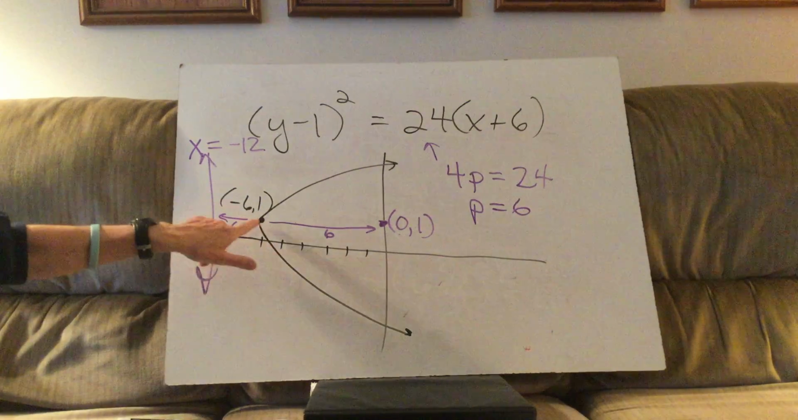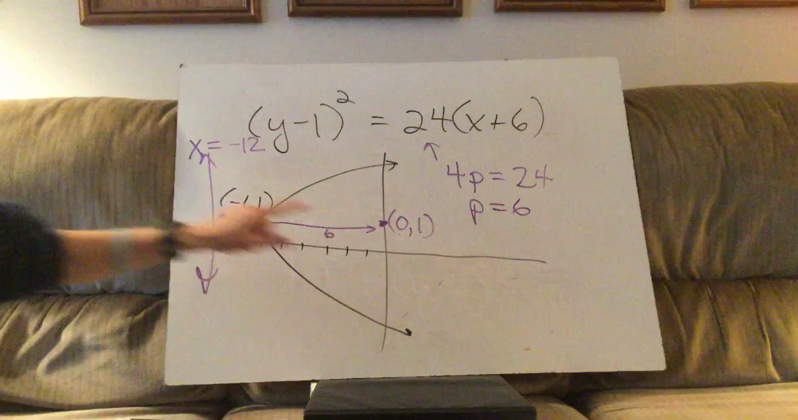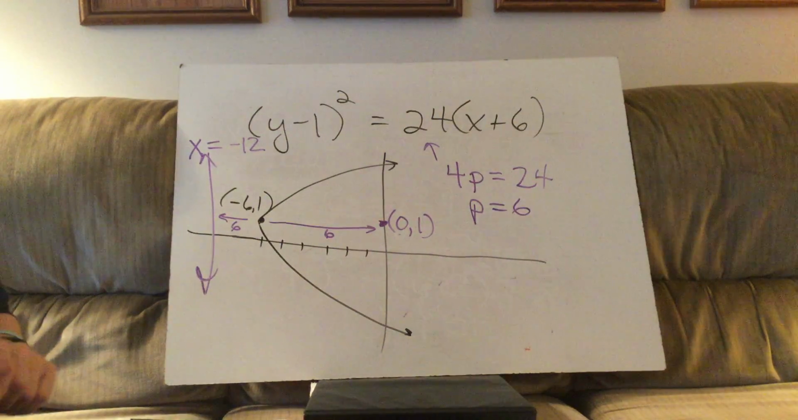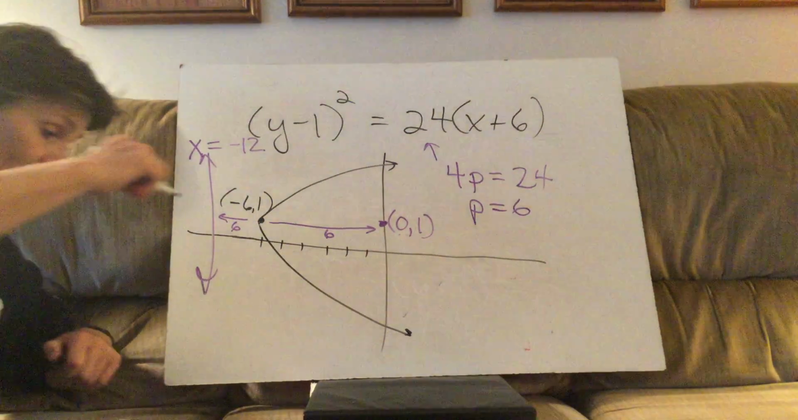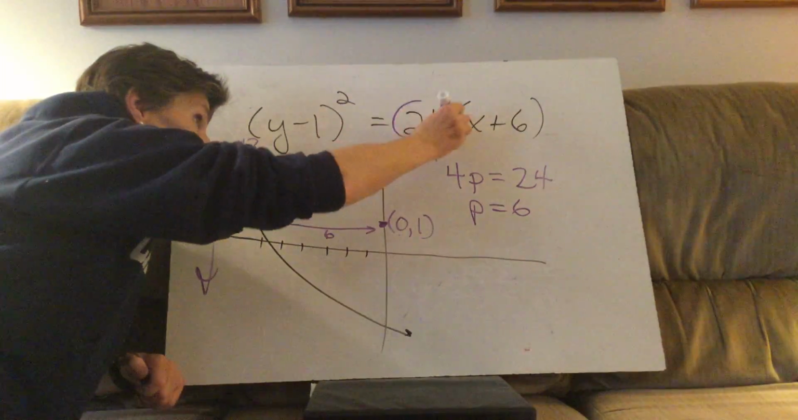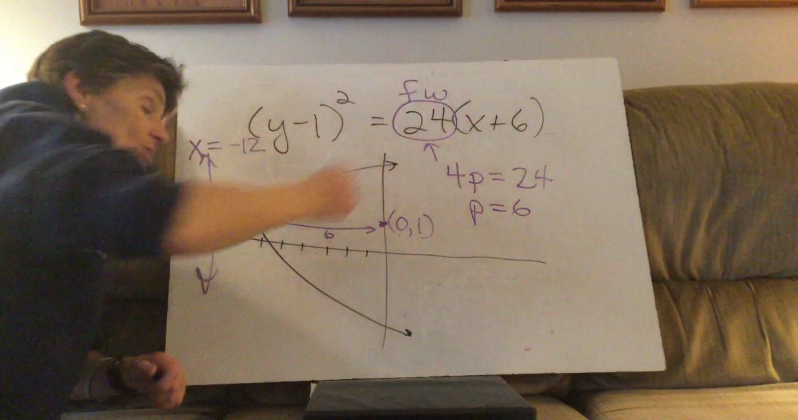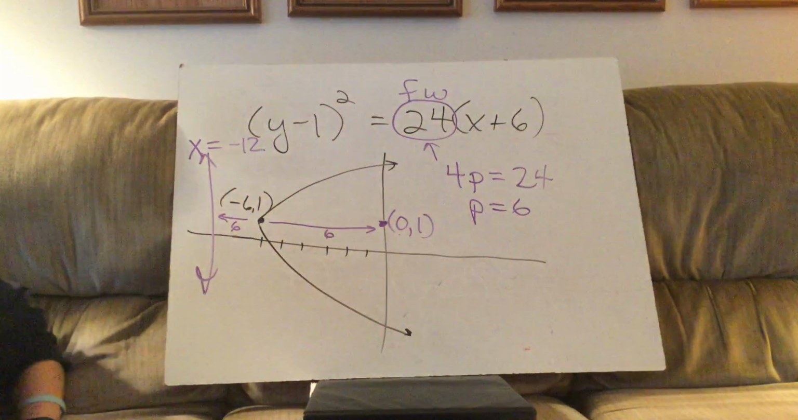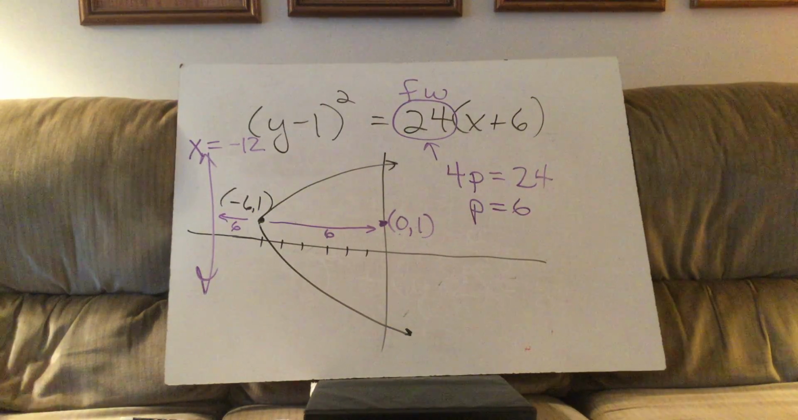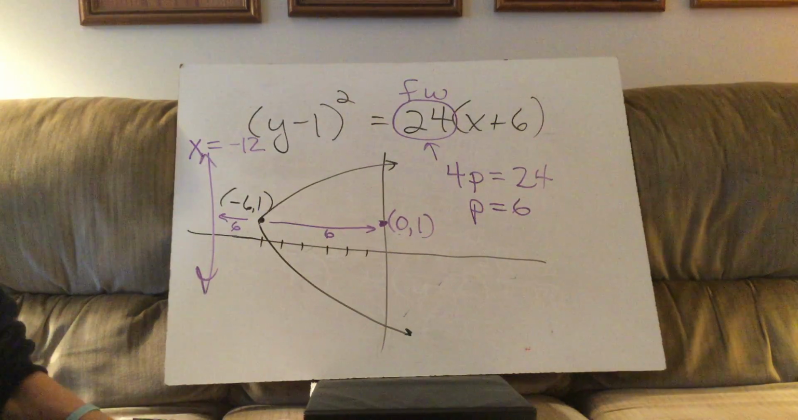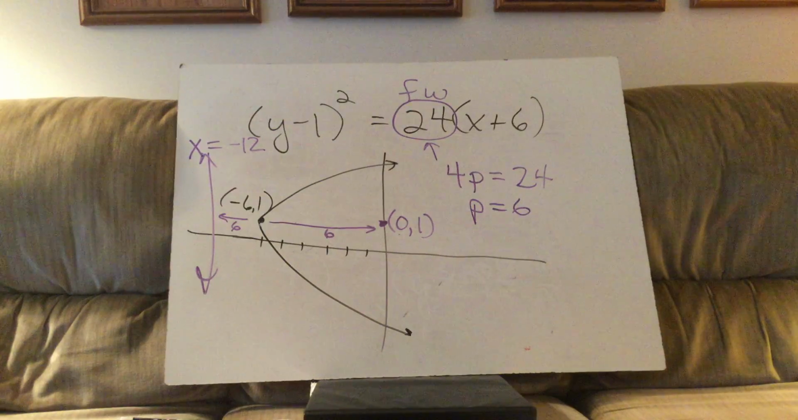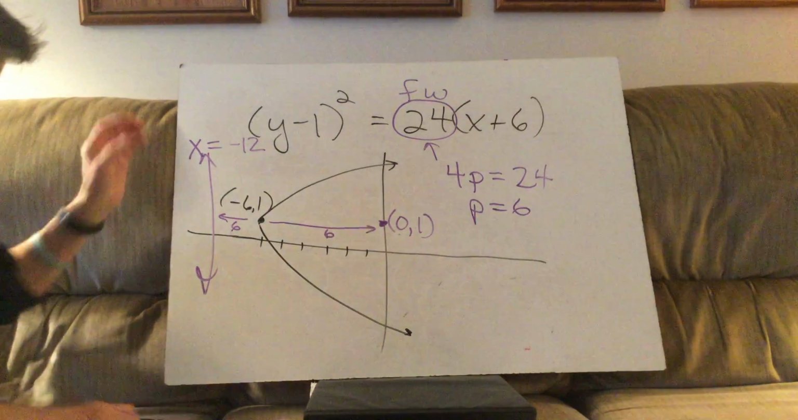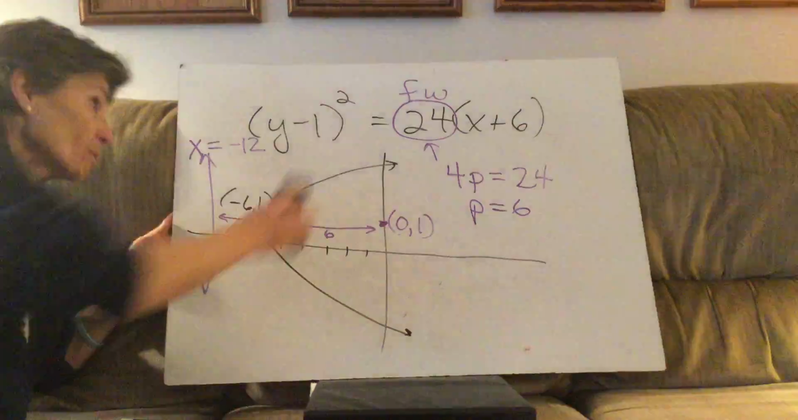So I have my vertex, I have my focus, I have my directrix. My focal width is this number right here. So you do not need to do any work to find that focal width. It's always right there in the equation. The focal width is the number right there. Okay. Now we're ready for number, let's see, that was 3, we're ready for 4.